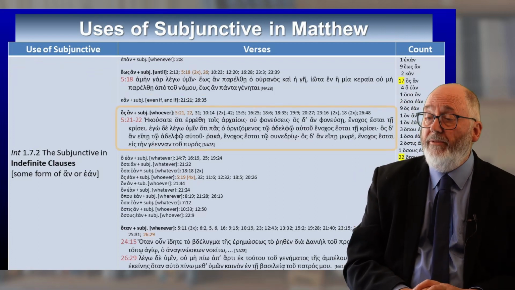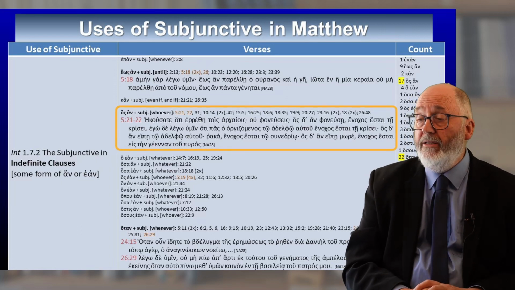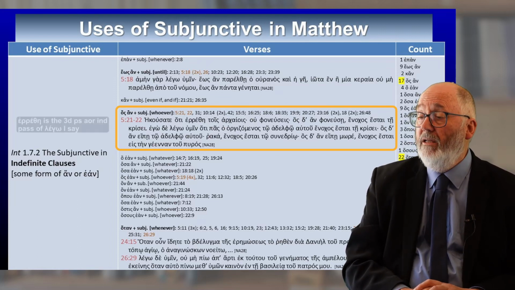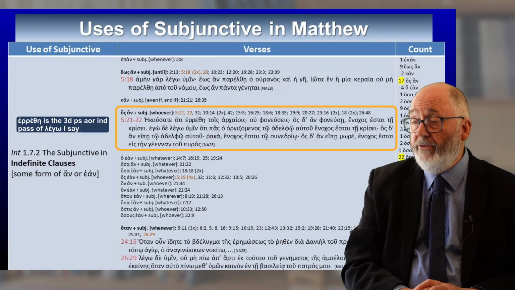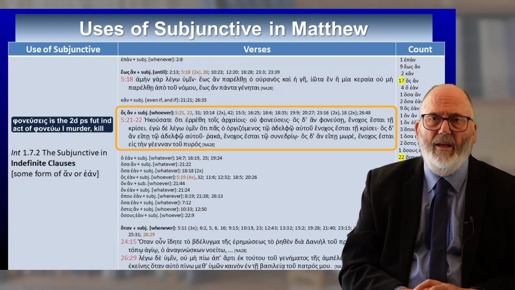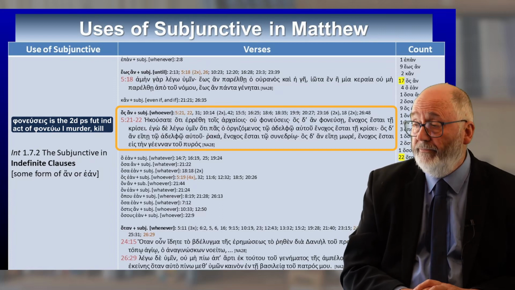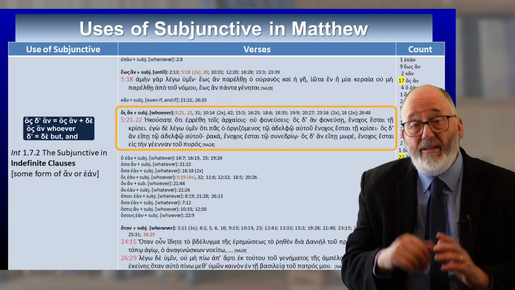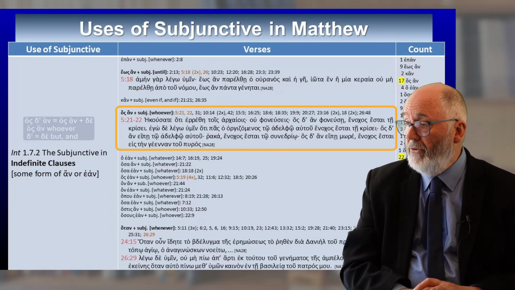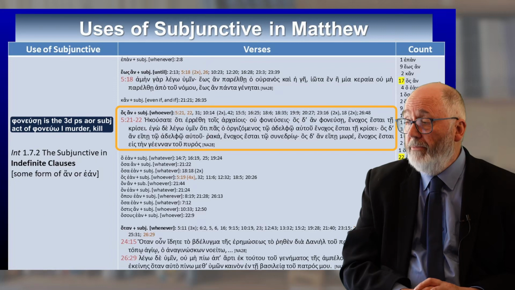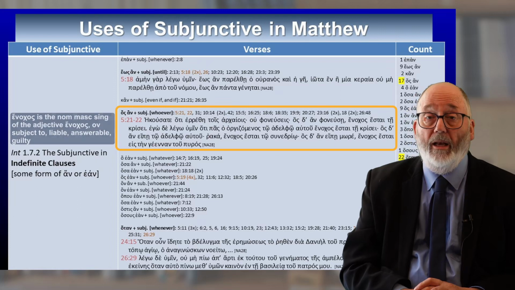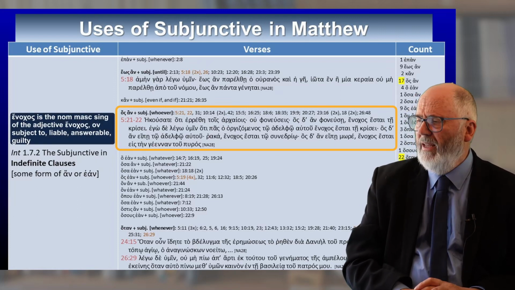Another example, this time from hos an, which means whoever. Matthew 5:21-22. You have heard that it was said to the ancients, you will not murder. Hos d' an, whoever, phoneuse, so whoever murders, enochos estai te krisei, will be liable to the judgment.